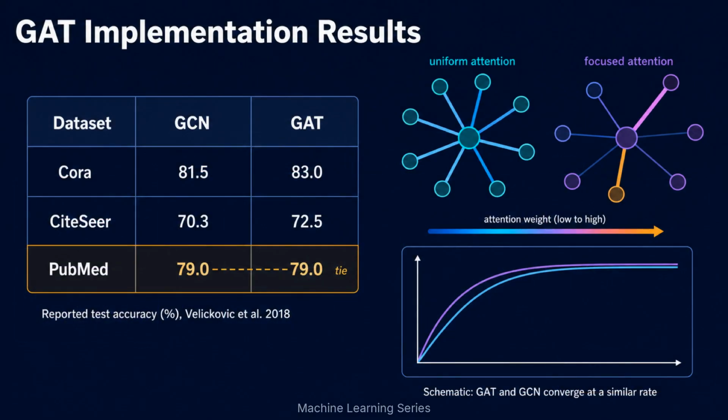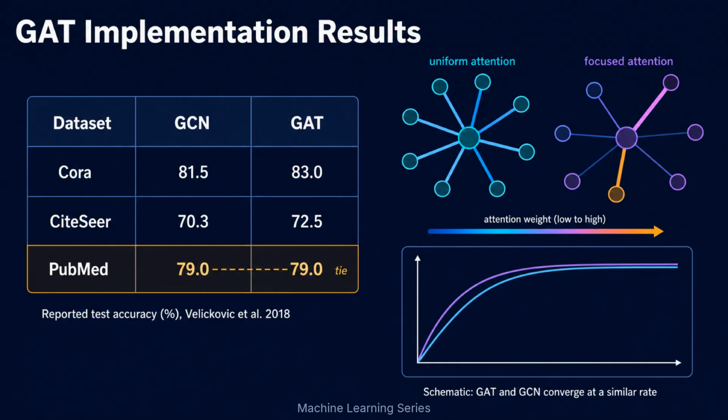Let's look at GAT's performance on standard benchmarks. On Cora, GAT with 8 attention heads achieves around 83% accuracy, roughly 1 to 2% better than GCN's 81%. Citeseer shows a similar gain, around 72.5% against roughly 70% for GCN, while on PubMed, the two methods are effectively tied at 79%. But the numbers don't tell the whole story.